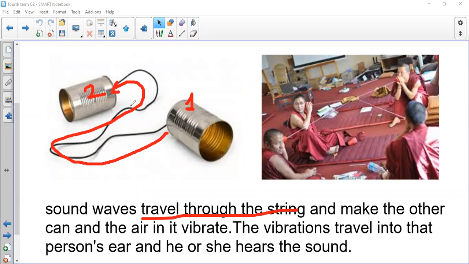Right, so the sound wave will travel through the string to the other can, and the air inside this can will vibrate and you will be able to hear. Thank you, Esther.